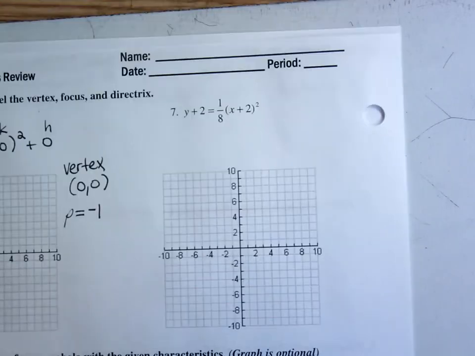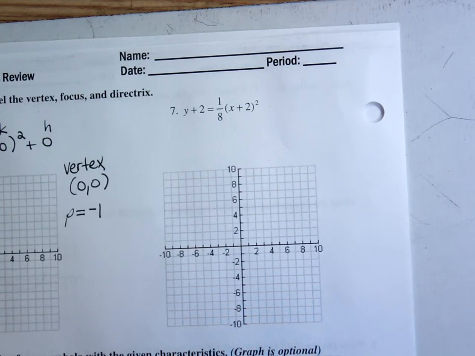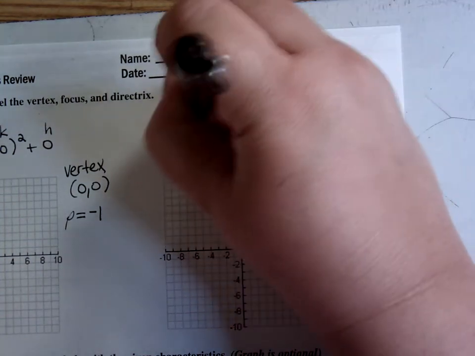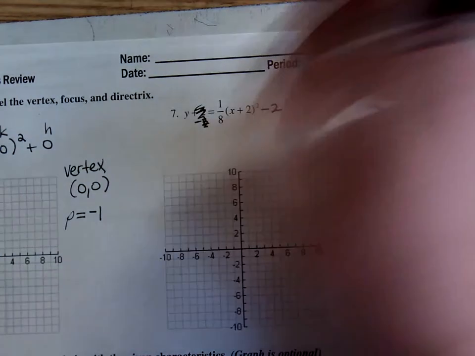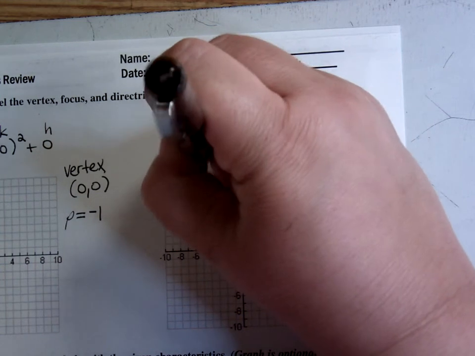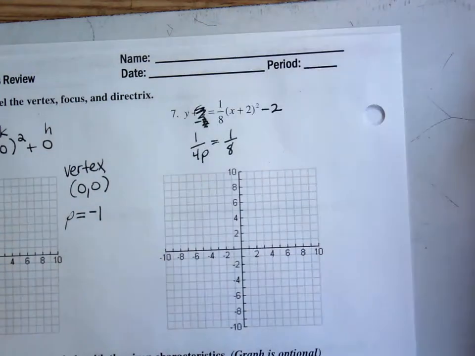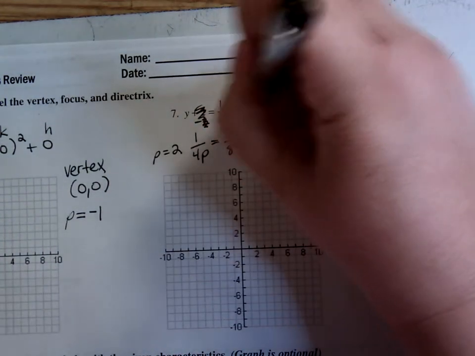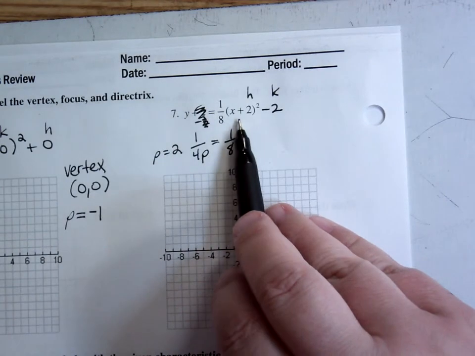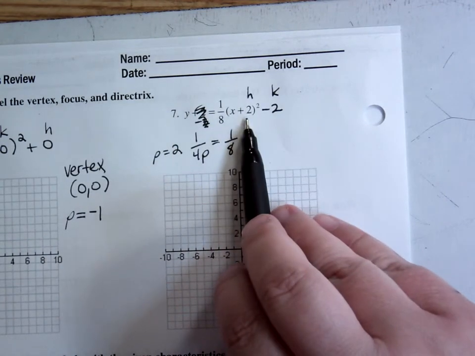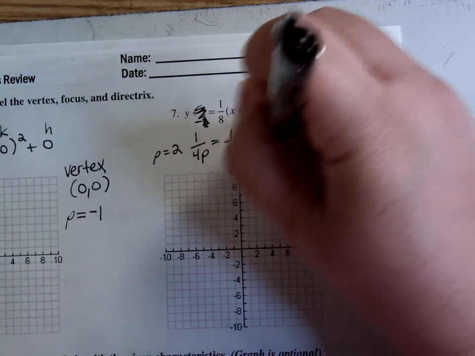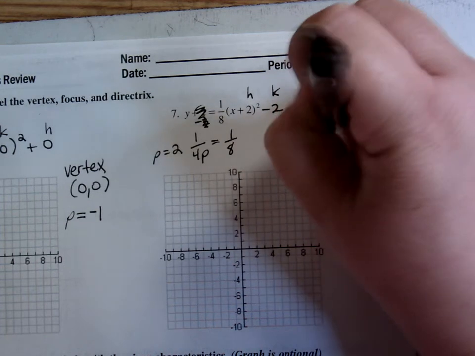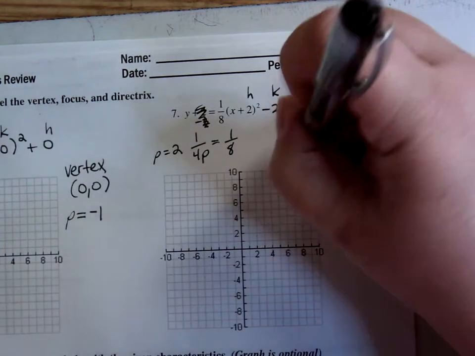Next one. This one's a y equals with x squared, so it's opening up and down. I'm going to go ahead and put it in vertex form. That looks like this. So now we know that 1 over 4p equals 1 over 8, so p must be 2. Also, this is my h and this is my k. Remember that whatever's inside the parentheses changes sign when it comes out. So that's negative 2 for the vertex. The one that's outside the parentheses does not change sign at all. So that's my h and my k.